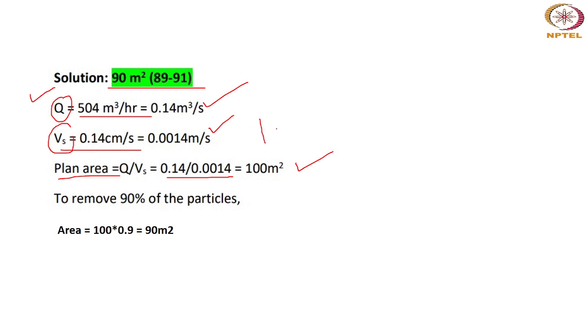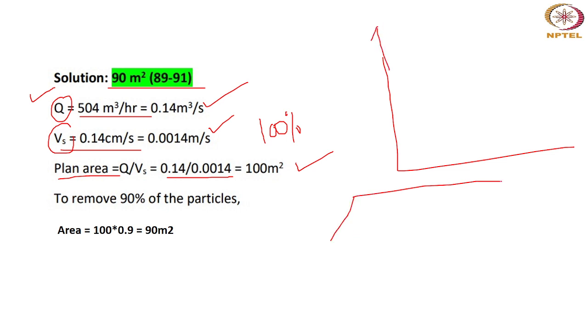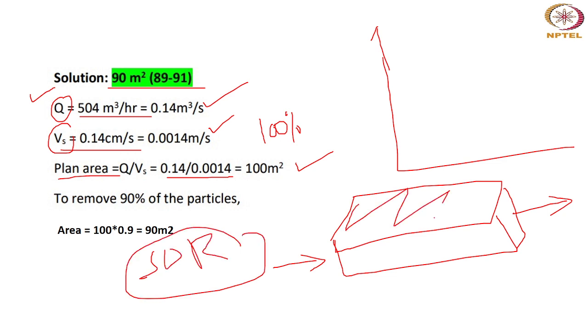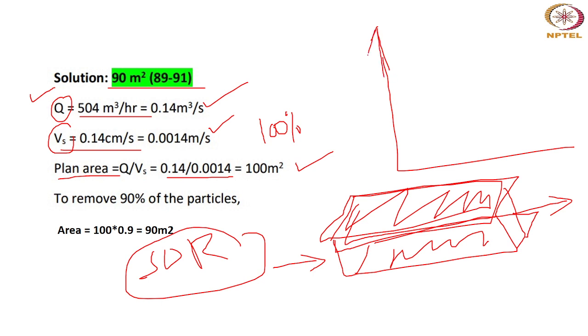And this is for 100% particle removal. I think all of you are aware of the fact that the surface area of the tank will determine the particle removal. That's why we are always calculating SOR, surface overflow rate. So this area will determine how many particles can be removed. This is the concept behind this, and it is a proportional relationship.